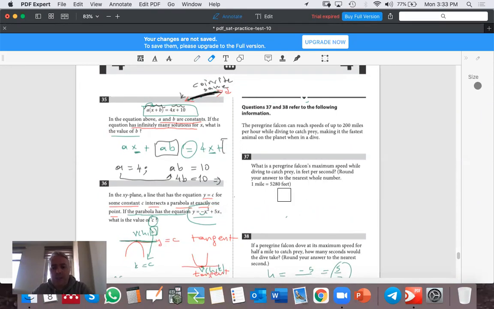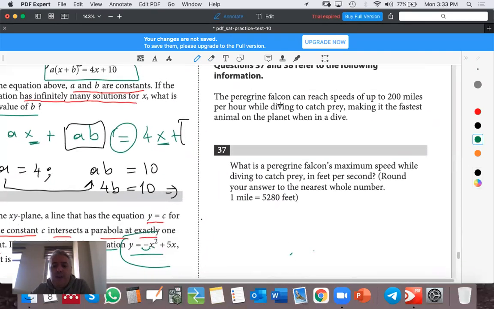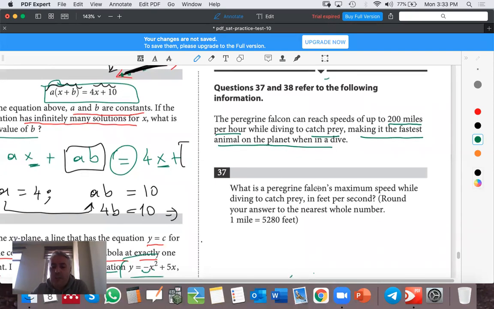Okay, question number 37, what does it say? The peregrine falcon can reach speed of 200 miles per hour while diving to catch prey, making it the fastest animal on the planet in its dive. What is the peregrine falcon's maximum speed while diving to catch prey in feet per second? Oh my God, so simple. Look, it says here the peregrine can reach speed up to. Isn't it? This is the maximum speed. This sentence means it is the maximum speed, 200. Yes, no? I think yes, right?